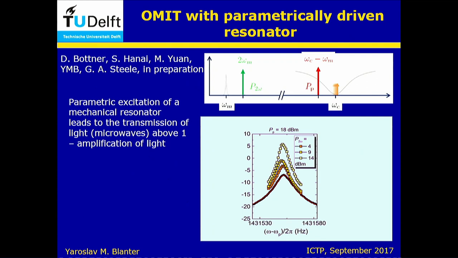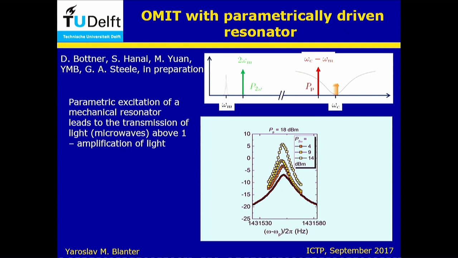Let me show you what I believe is the only non-published data I'm showing in all my three lectures. That's again happening in Gary Steele's group, and Daniel Botner will be here next week, and I expect him to either present it as a poster or basically be around. If you want to talk about the details of the experiment, he is the right person to talk to. Now the idea is: let's imagine the same optomechanically induced transparency experiment with an additional feature. On top of the drive laser and the probe laser, let's also mechanically drive the resonator at a double frequency. That's possible.